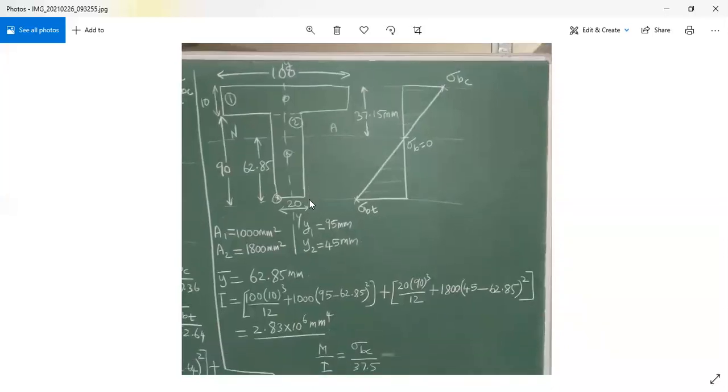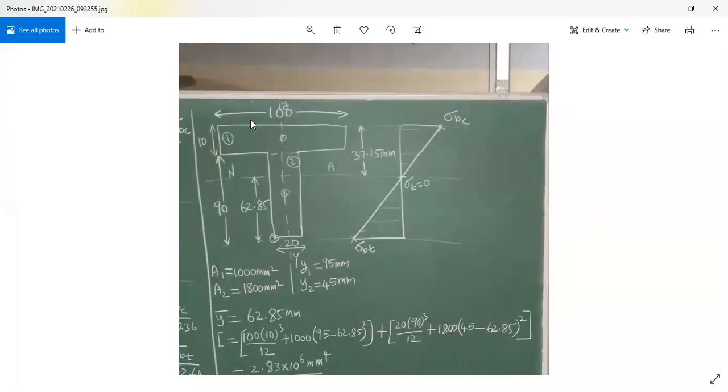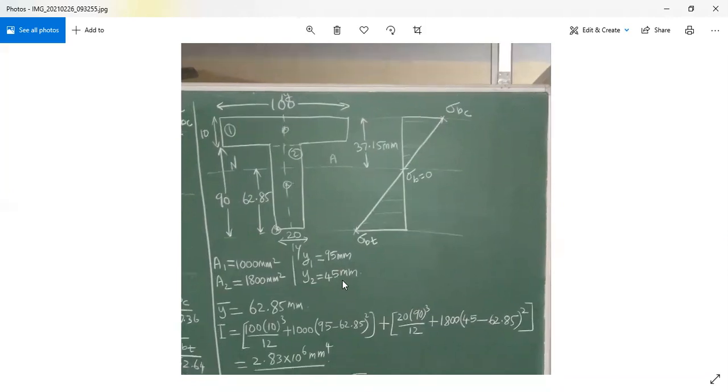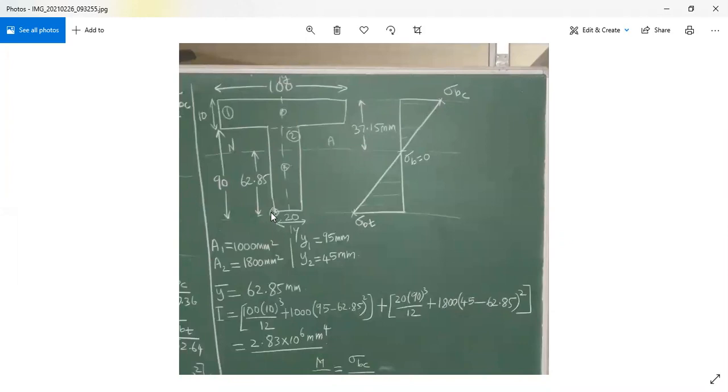Next, we will go for the T section. The flange width is 100 millimeter, flange thickness is 10 millimeter, the web height is 90 millimeter, and web thickness is 20 millimeter. It is symmetric about the y axis alone. Now to locate the x axis, we have to determine y bar. I have taken this as my reference point. I have divided this T section into two rectangle sections. For section 1 this is the centroid, and for section 2 this is the centroid. The centroid is obtained just by drawing the two diagonals. The intersection of these two diagonals gives the centroid for the selected rectangle section.